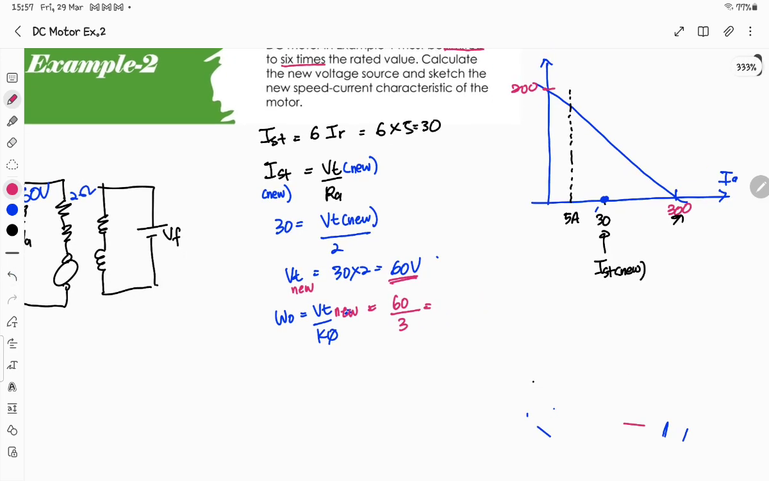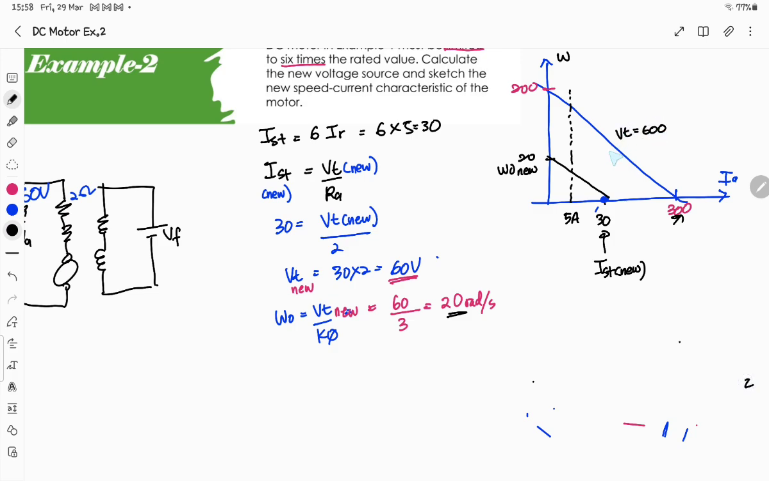So your new no load speed is 20 radian per second. Say this one, maybe somewhere here, 20 radian per second, this one is omega not new. Now you can draw one new line for the new starting current with a new VT. The original line is with VT 600.